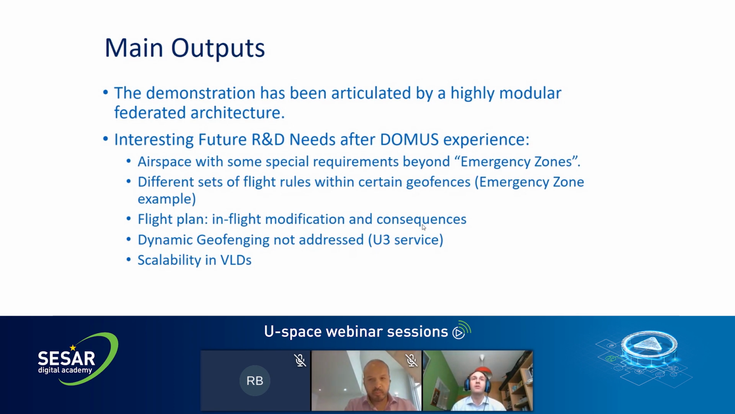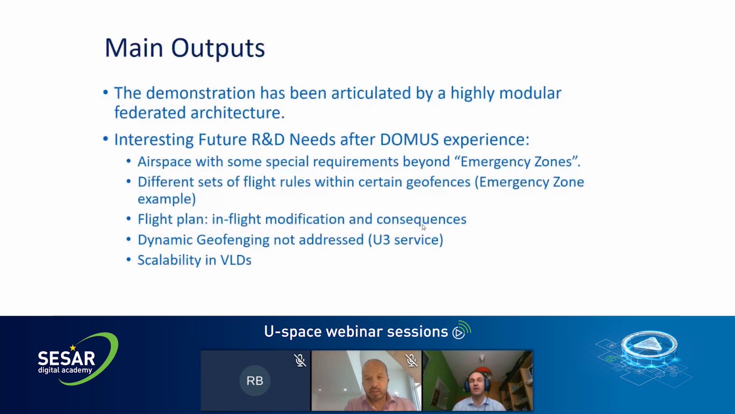For instance, not only permission for entrance, but to put other requirements like flight performance, position performance, etc. Different sets of flight rules within certain geofences. Emergency zone example: how can we deconflict drones with special permissions to fly into the same emergency zone? Flight plan, in-flight modifications, consequences. How do flight plan modifications affect other users? Again, it's linked with the tactical deconfliction.